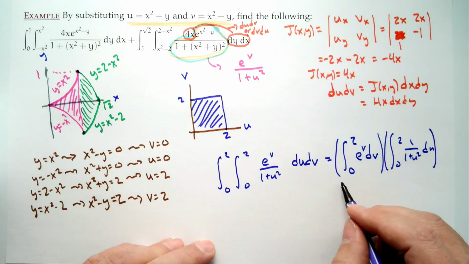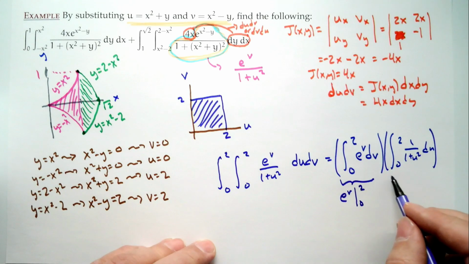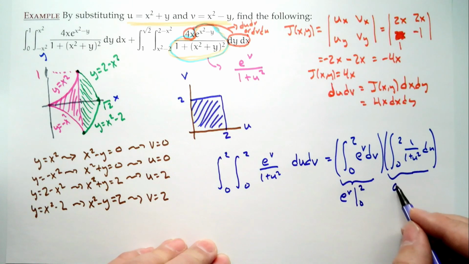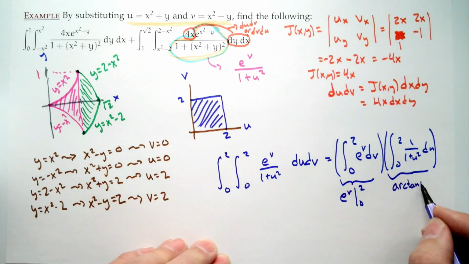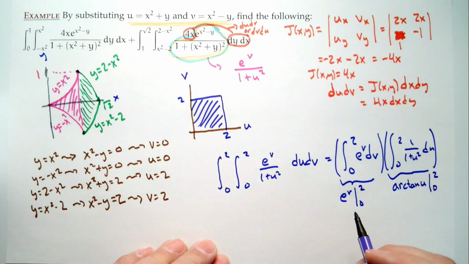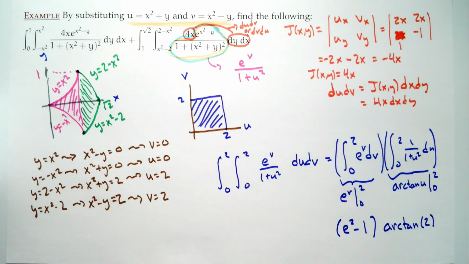What's the integral of e to the v? e to the v. Then we're going to evaluate from 0 to 2. We'll come back and do that in a second. What's the integral of 1 over 1 plus u squared? Arctangent of u. It's been a while since we've seen you, arctangent. Hope you're doing well. All right. So, e to the v evaluated from 0 to 2 will give us e squared minus 1. Arctangent of u evaluated from 0 to 2 will give us arctangent of 2, and of course we subtract arctangent of 0, but that is 0.